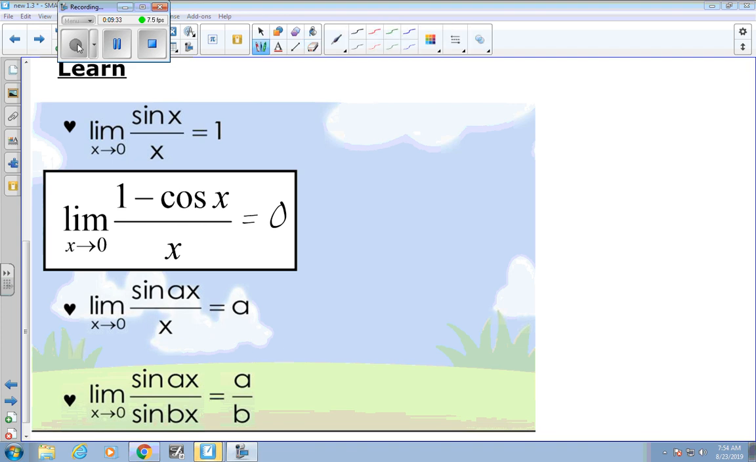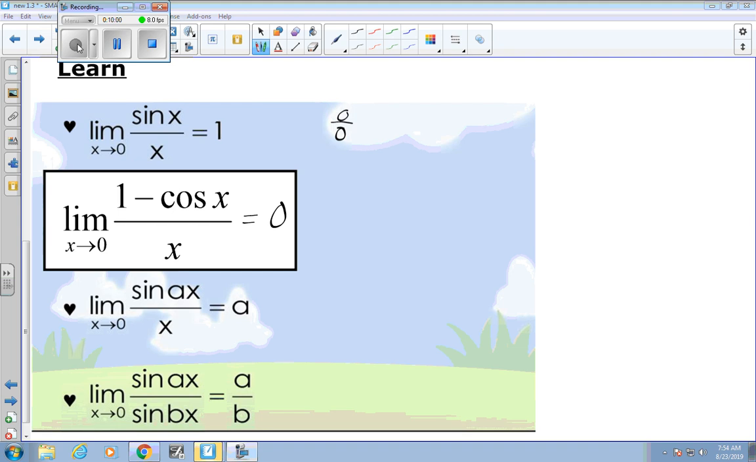And then finally, the limit as x approaches 0 of sine of ax over sine of bx. Again, it's just the ratio of the coefficients, a over b. Provided in all 4 of these cases, the limit must go to 0. If the limit goes to any other number, that is not a true statement. Because in all 4 cases, when you plug in 0, you always get 0 over 0. So that means there's something to do to the problem to get it to work out.